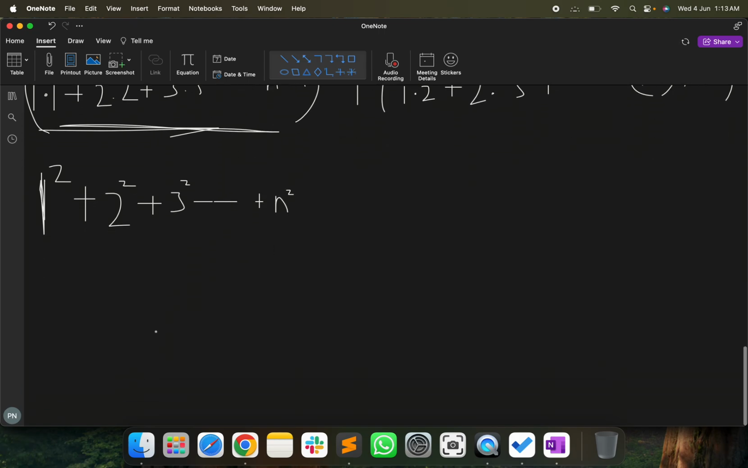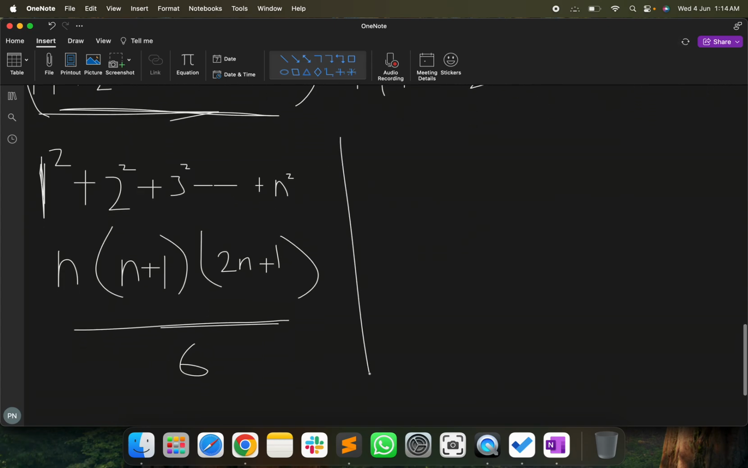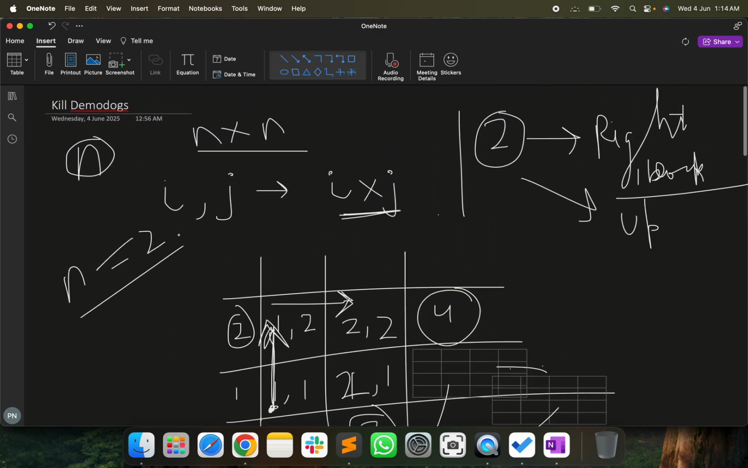Now what is the formula for finding the sum of the squares of the first n natural numbers? It is n into n plus 1 into 2n plus 1, divided by 6. This is the formula that is used for this, and it's a very easy thing. Everyone should know this.